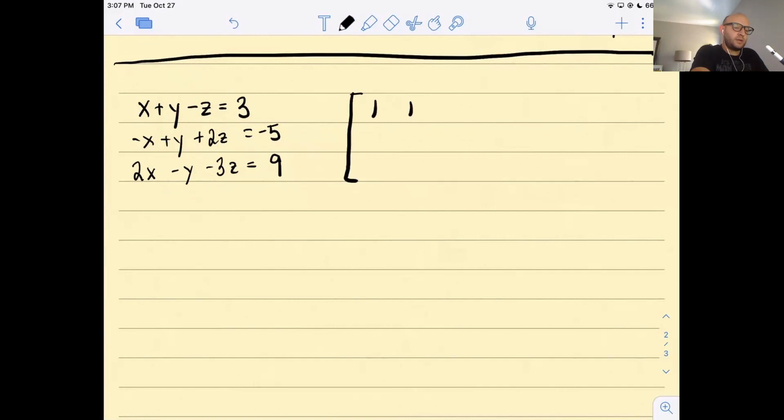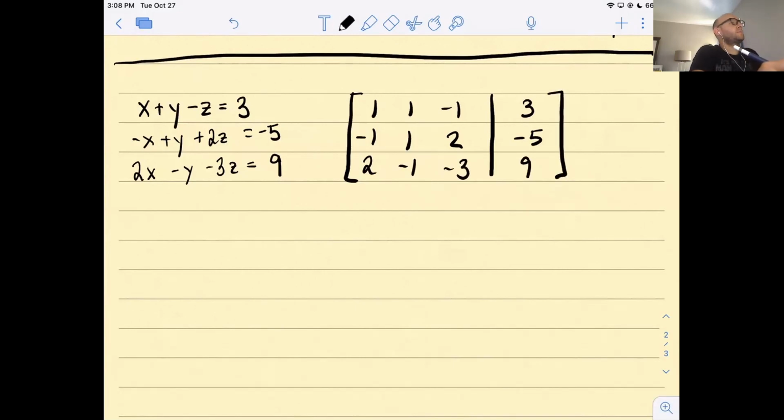So 1, 1, minus 1, 3, minus 1, 1, 2, negative 5, and this is going to be 2, minus 1, negative 3, and 9. Okay. Thumbs up or yes if you are comfortable with this. This is called the augmented matrix. And we're basically just going to do elimination on this. Our goal is to turn this matrix into 1, 1, 1 on the diagonal and 0 everywhere else. Okay. Any questions on this?